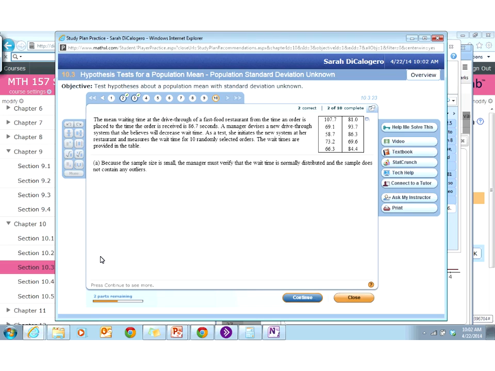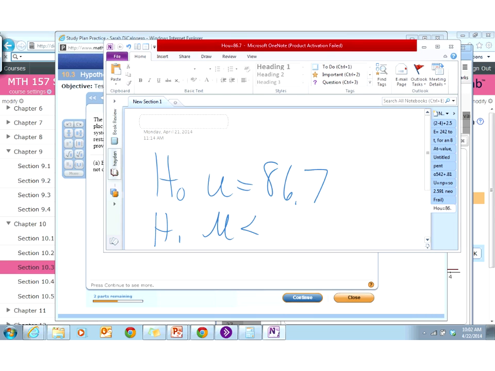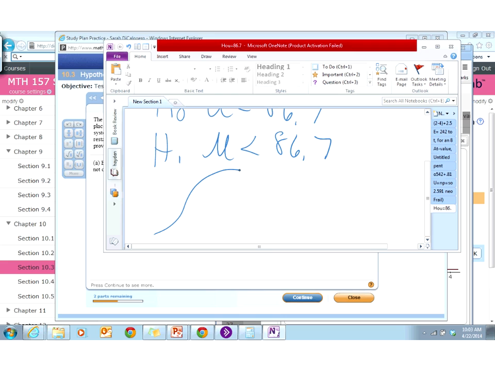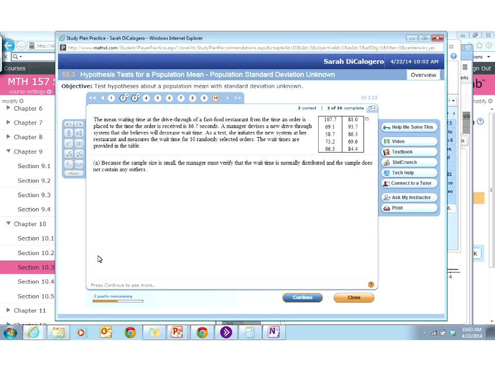Let's go back to the problem. Manager devises a new drive-through system that she believes will decrease wait time. So we're testing it against the alternative, which is, okay. So we've written out our hypotheses, and it's going to be a left-tailed test here. So if we knew, so this is the side of the test. All right.